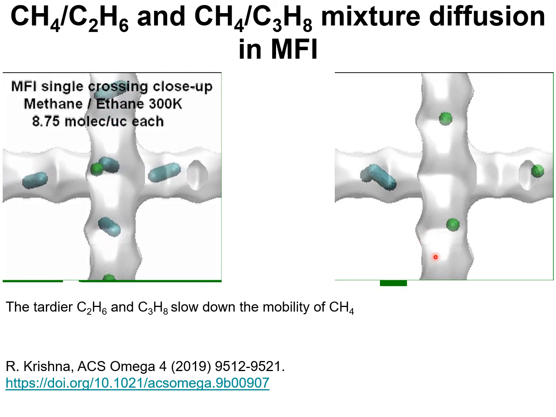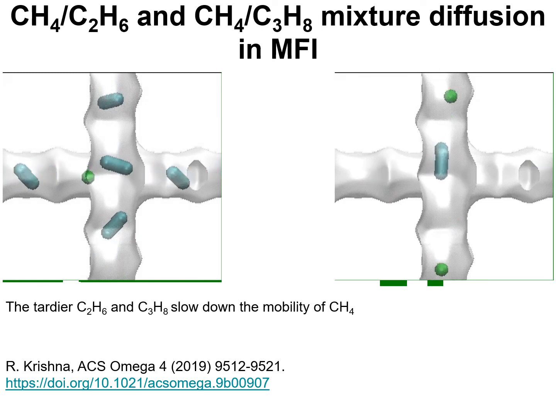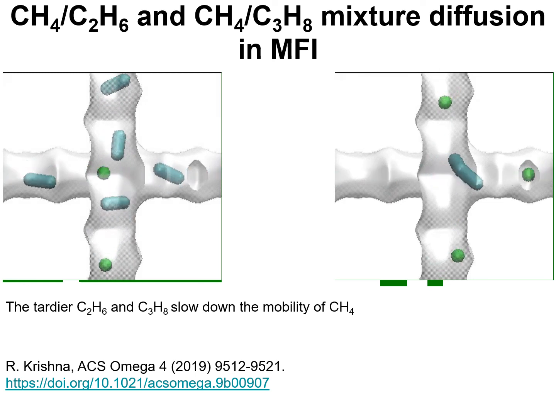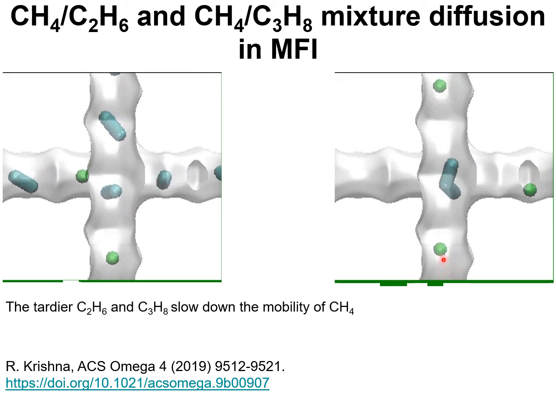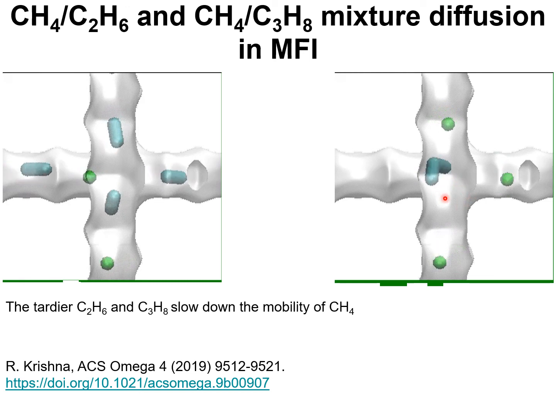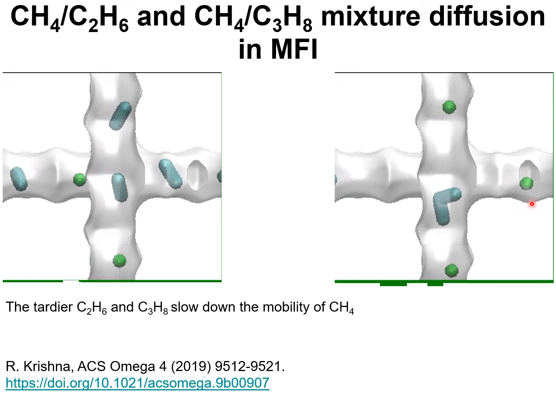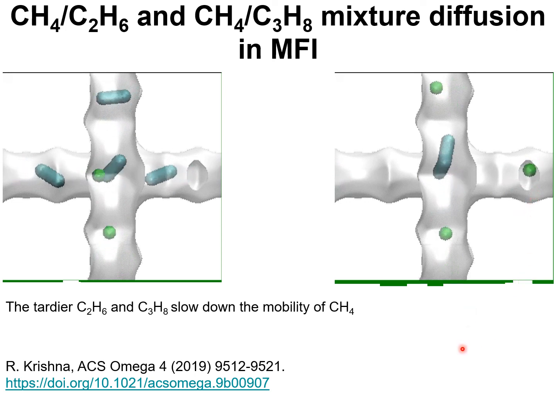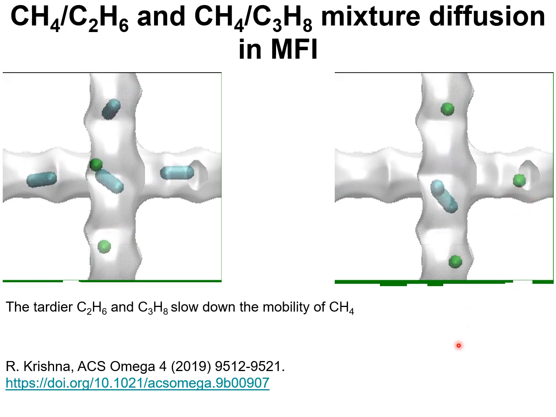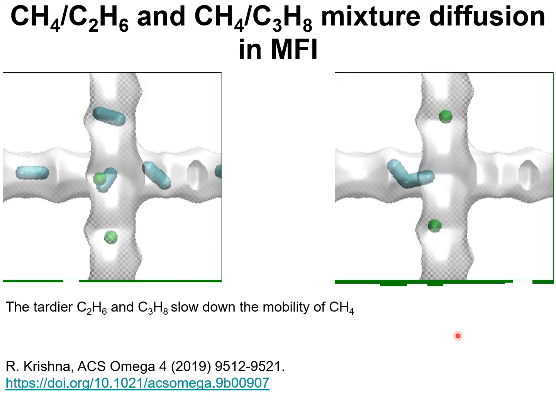The same is true for mixtures of propane and methane. Propane molecule is ensconced at the intersection sites and prevents the methane molecule from going past it. So the mobility of methane is reduced by the presence of propane in the mixture.